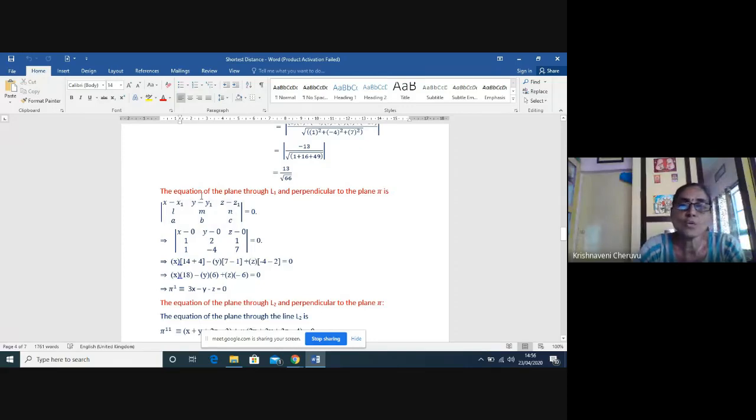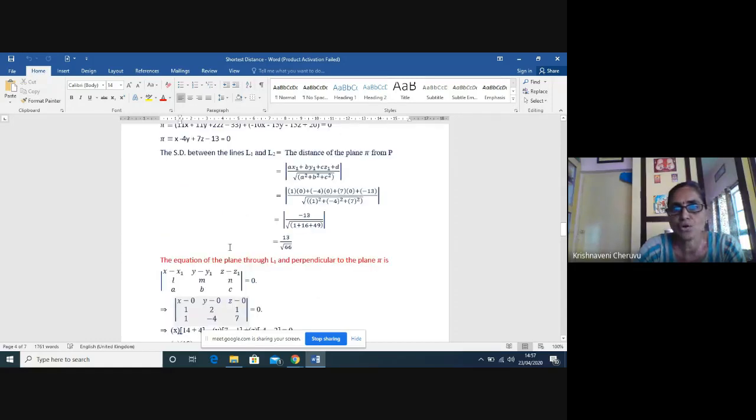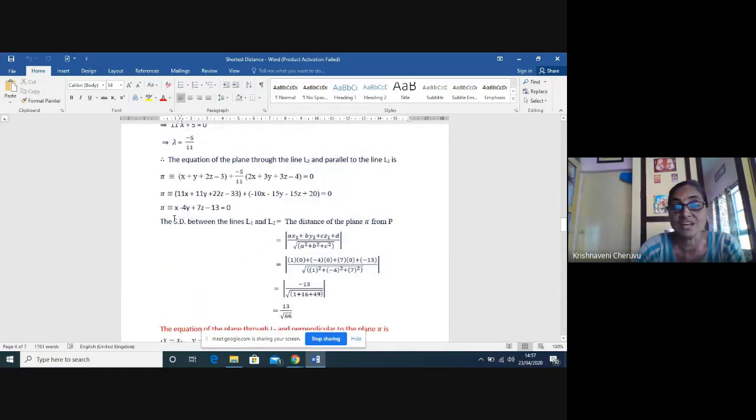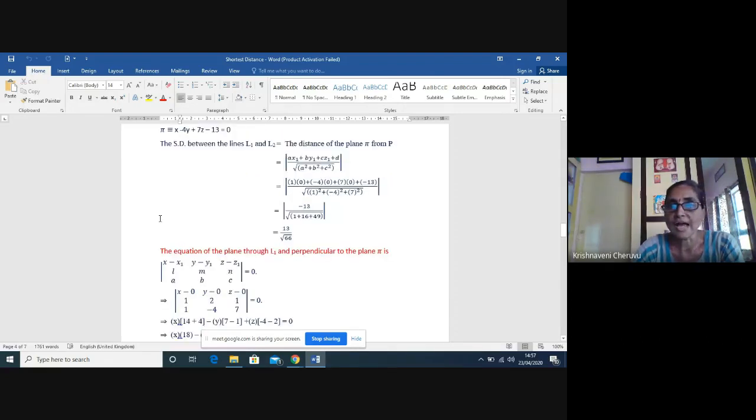So the equation of the plane through the line L1 and perpendicular to the plane pi is this formula. x1 is 0, y1 is 0, z1 is 0. l, m, n are the DCs of the line, so 1, 2, 1. a, b, c are the DRs of the normal to the plane, 1, -4, 7. They are the DRs of the normal to the plane pi. You substitute and equate that to 0.